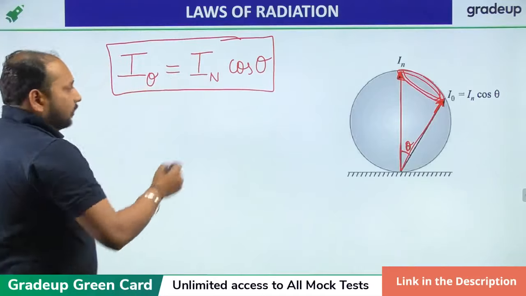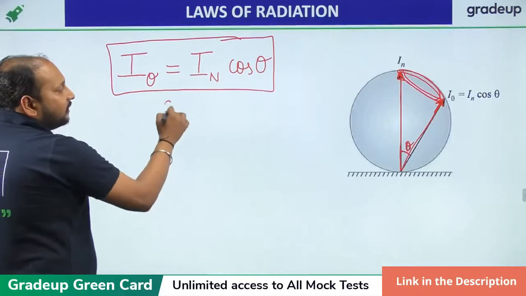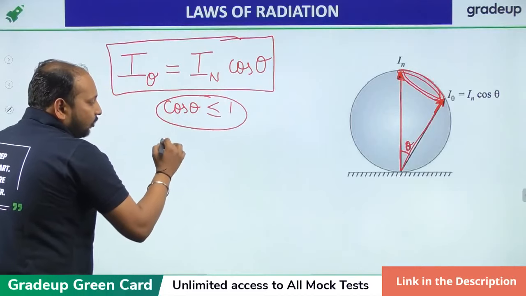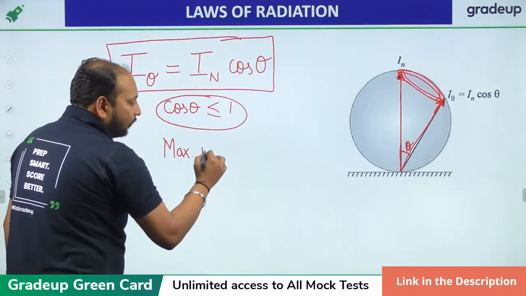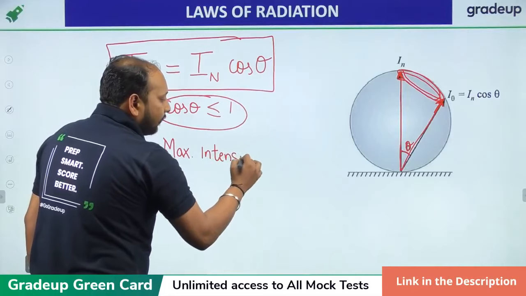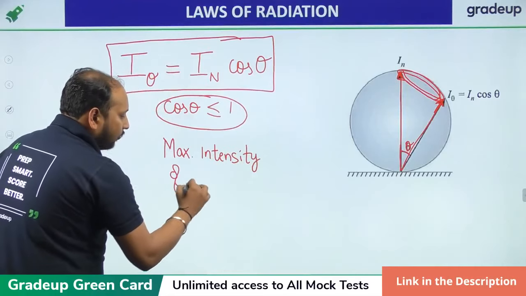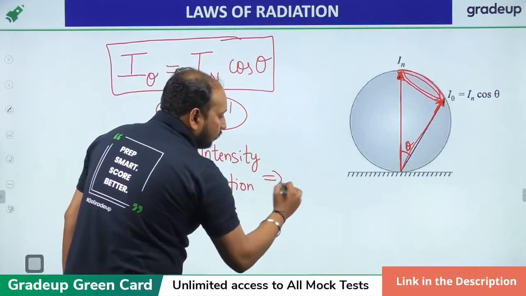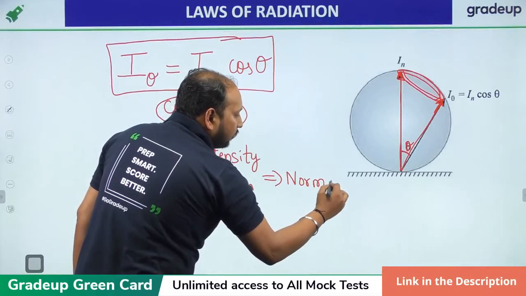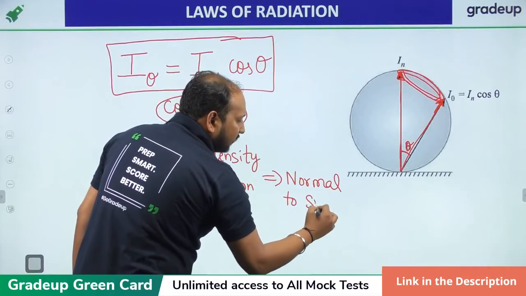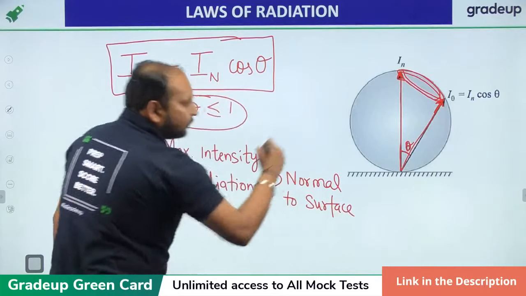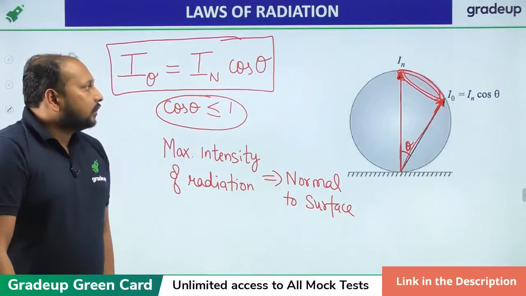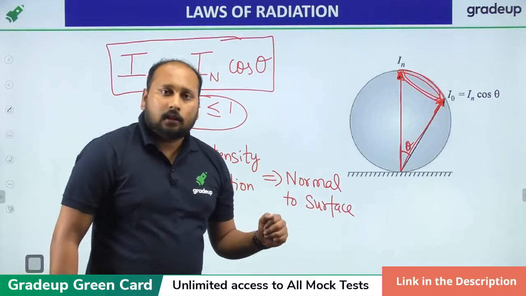Very good. Exactly, from this equation also you can see, because the range of cos theta is less than or equal to 1. So you can directly say the maximum intensity of radiation is always normal to the surface. It is always normal to the surface. Clear? Very good, Bhavesh. Clear? So this is your Lambert Cosine Law. Clear?